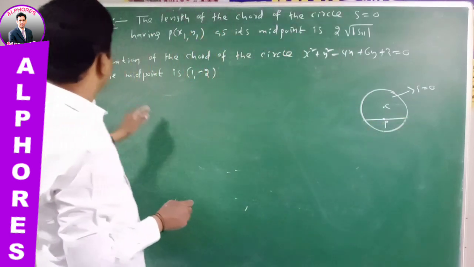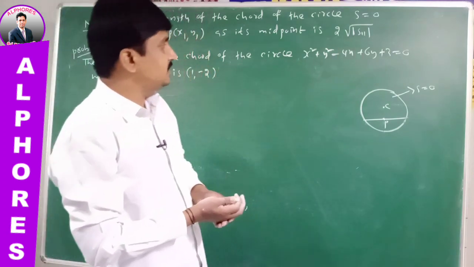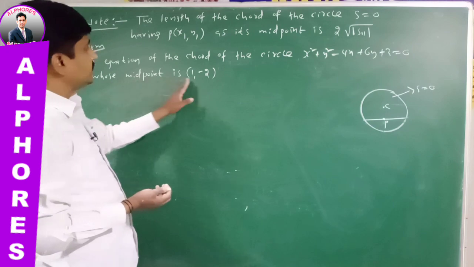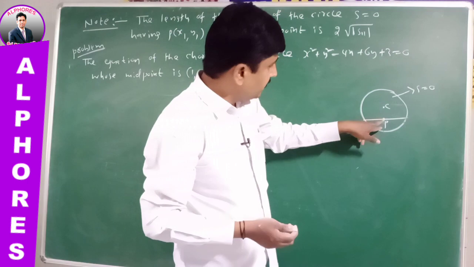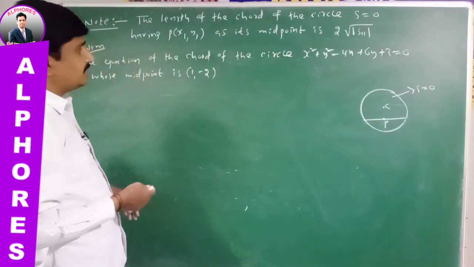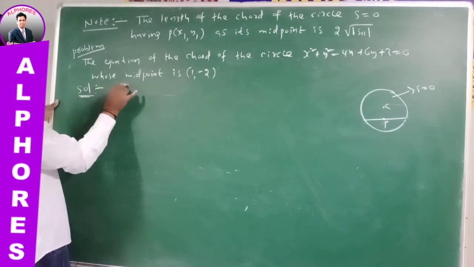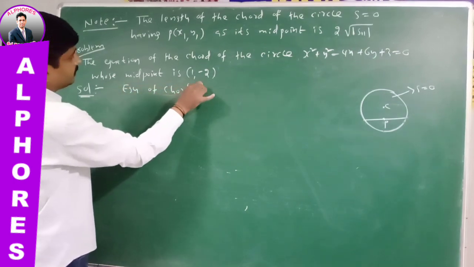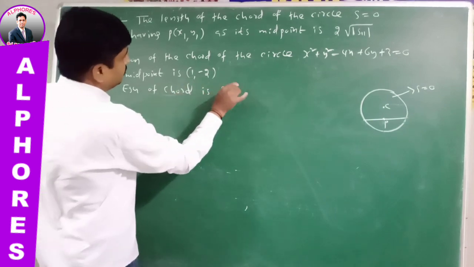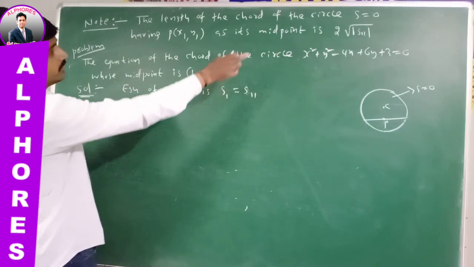Okay, now a question: find the equation of the chord of the circle x square plus y square minus 4x plus 6y plus 3 equal to 0 whose midpoint is (1, minus 2). Here the circle equation is given and the midpoint of the chord is given. How to find the equation of the chord? Equation of chord is s1 equal to s11.